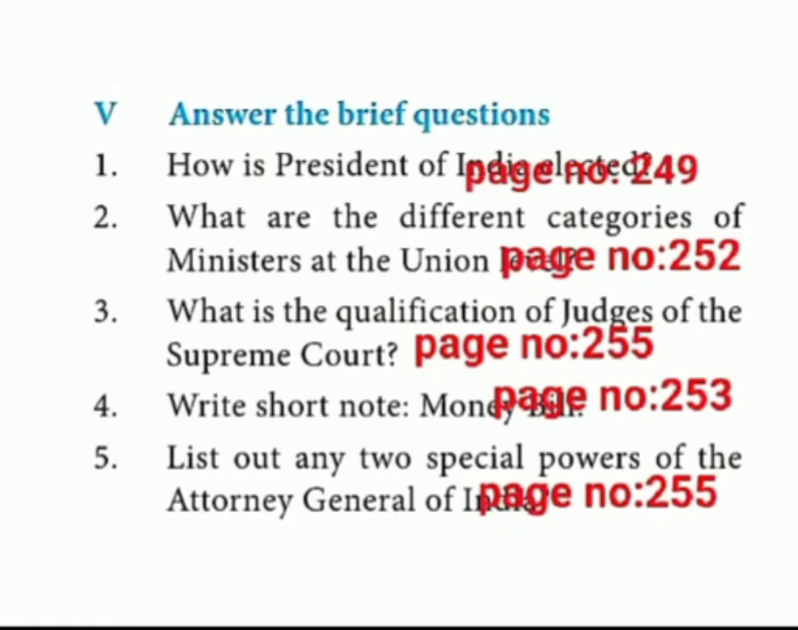List out five answers, whether we marked or not. Page number 255. What is the question? List out any two special powers of the Attorney General of India. Sorry, 5-6 like that I told. No, that is the five answer. Okay, yes, five answer.